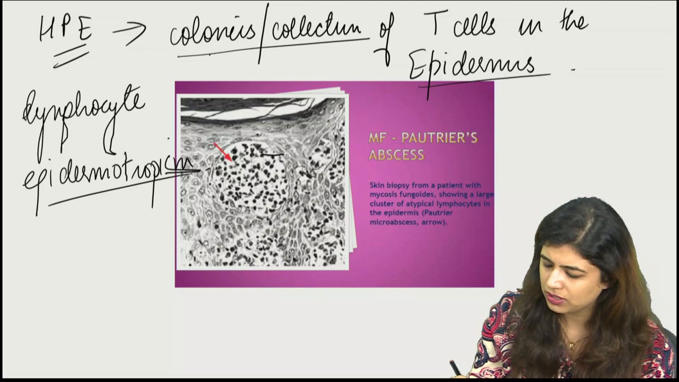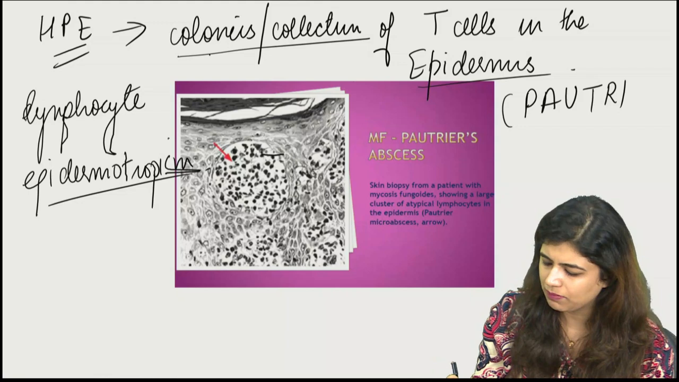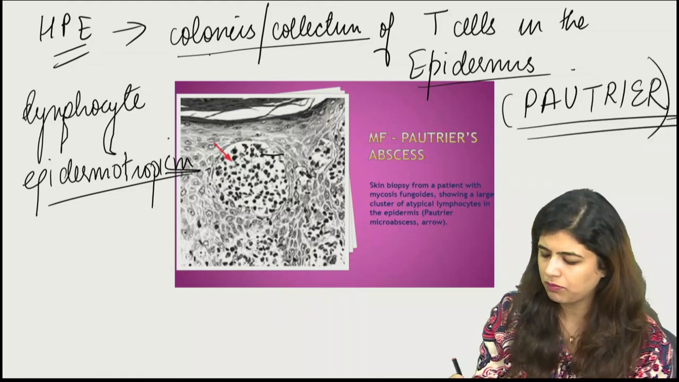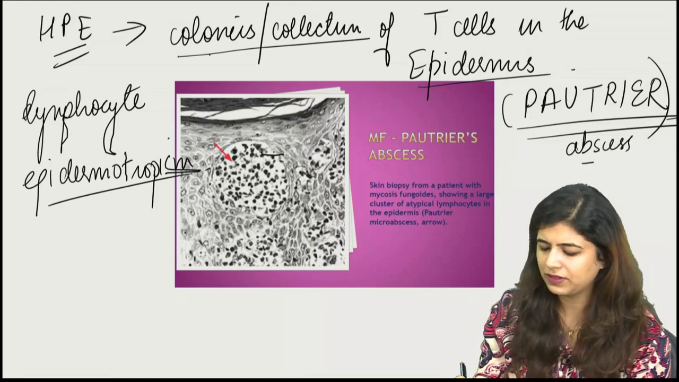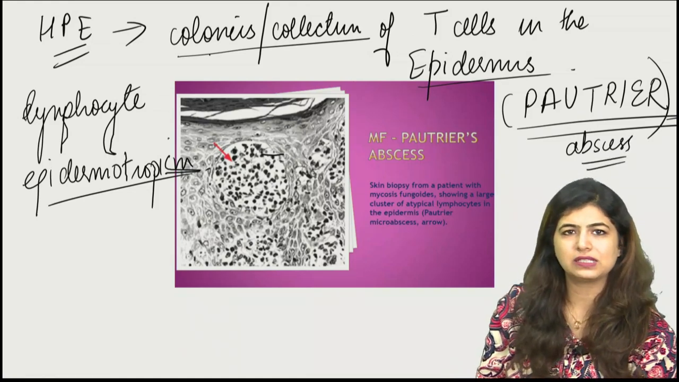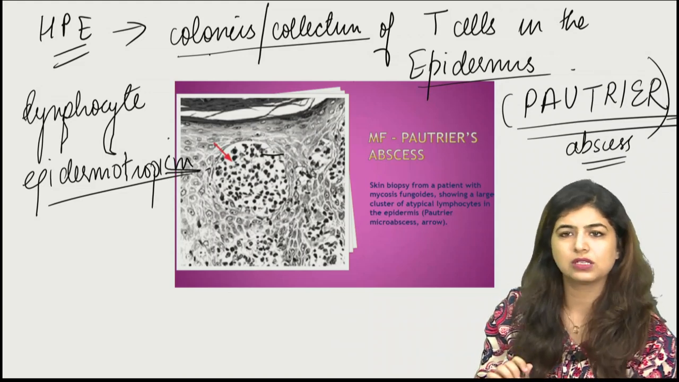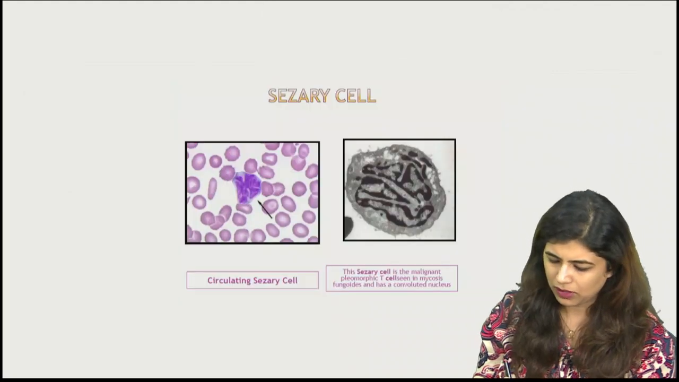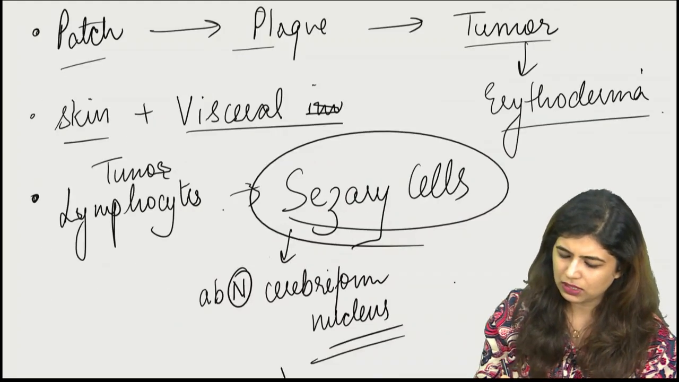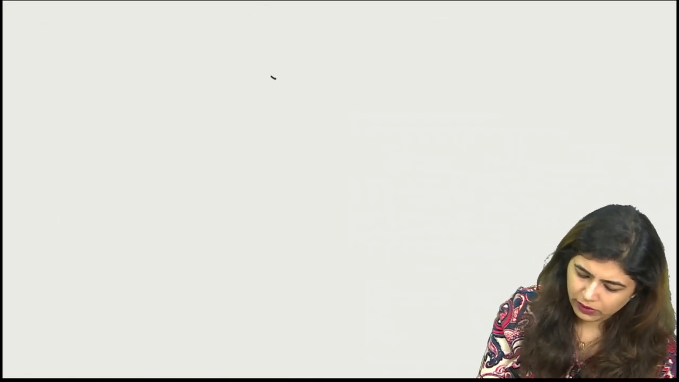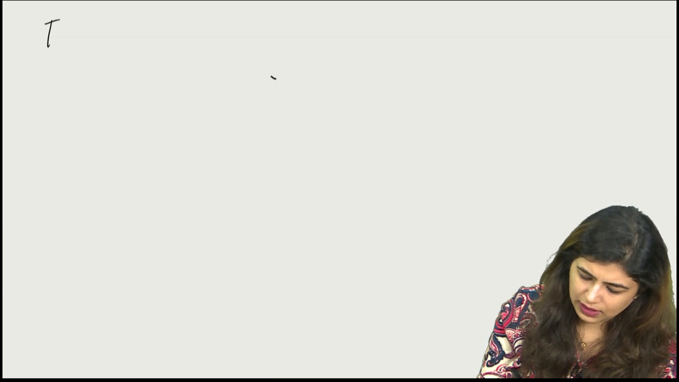And this collection is a very, very important question, extremely important. There are only a few abscesses in dermatology which are asked, and Potrier's abscess is one of them. These are collection of T cells in the epidermis. So these are mostly the questions that are asked in mycosis fungoides. Apart from that, what they ask you is also the Sézary syndrome.